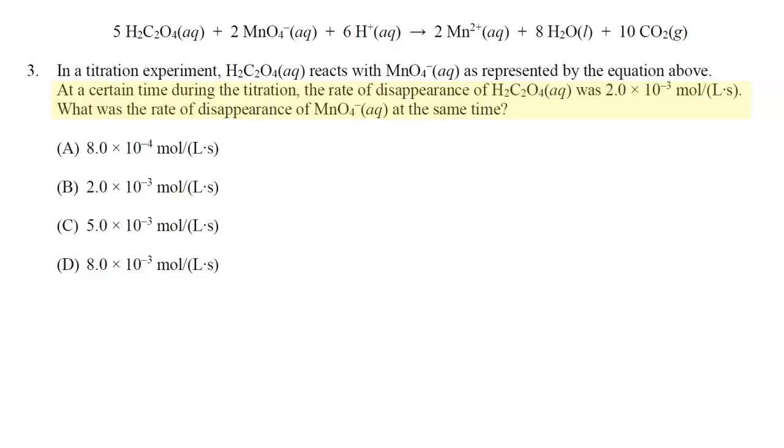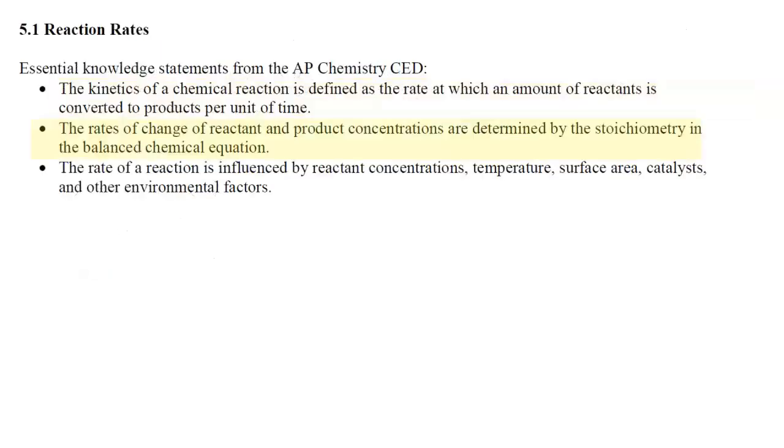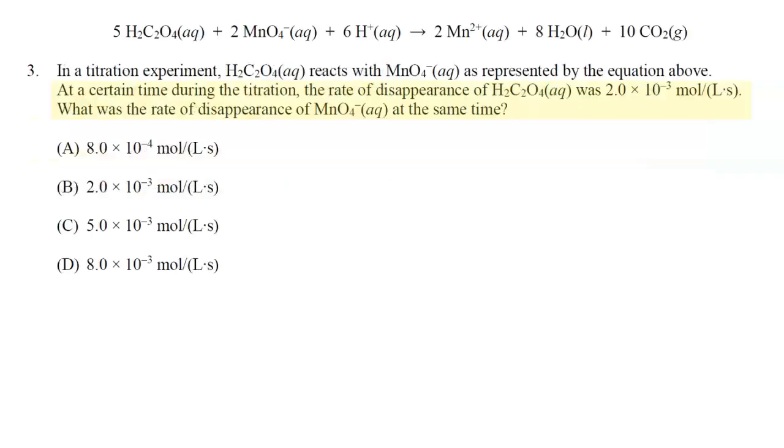So this question also falls under topic 5.1, reaction rates. So take a look at this slide. The second bullet point is another essential knowledge statement. It says the rates of change of reactant and product concentrations are determined by the stoichiometry in the balanced chemical equation. So what we're going to do is focus on the coefficients for both oxalic acid and the permanganate ion in the balanced chemical equation. And that would be a 5 and a 2 for those coefficients.